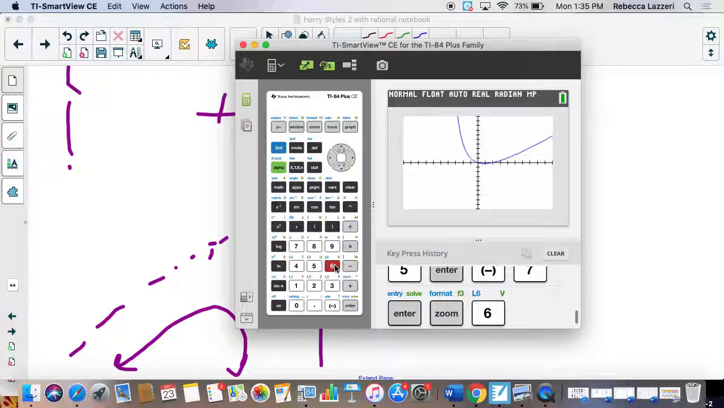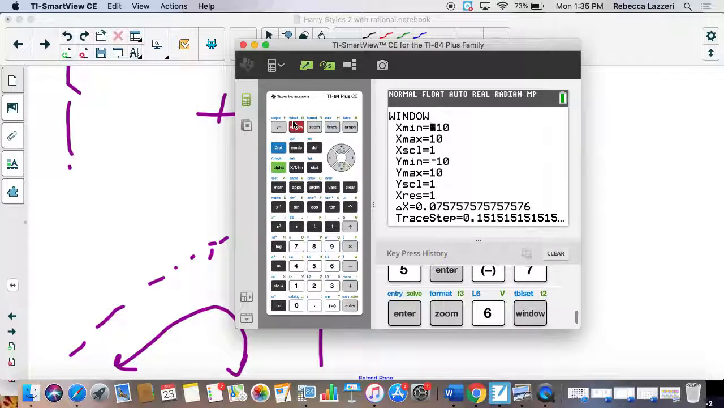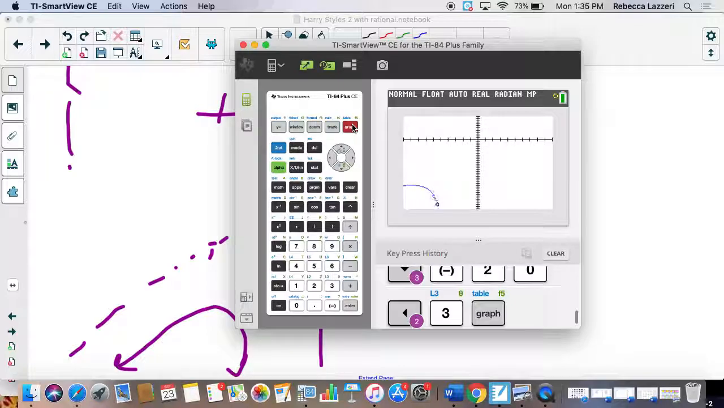I know it's there. Not only do I know it's there, table told me it was down in the 20s and 30s. So I'm going to go to window and go down like to -20. Or -30 probably, and hit graph, and you'll see what you already knew was there. So you're not struggling changing your window because you already know your asymptotes ahead of time.